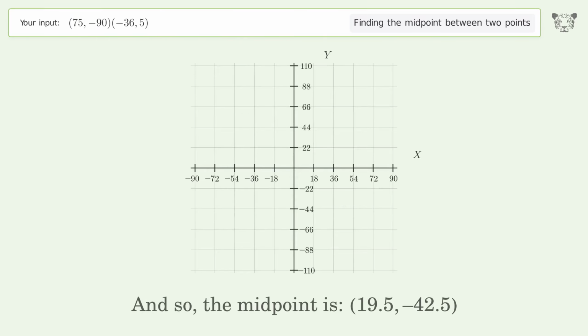And so, the midpoint is 19.5, negative 42.5.